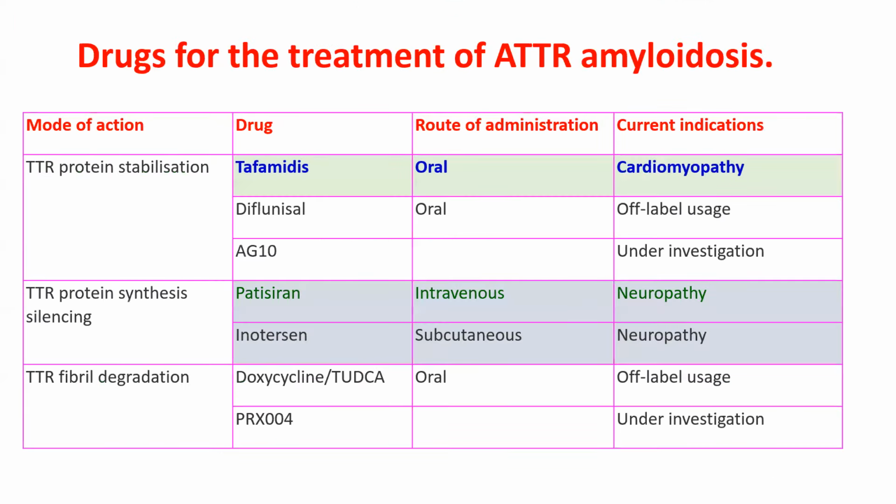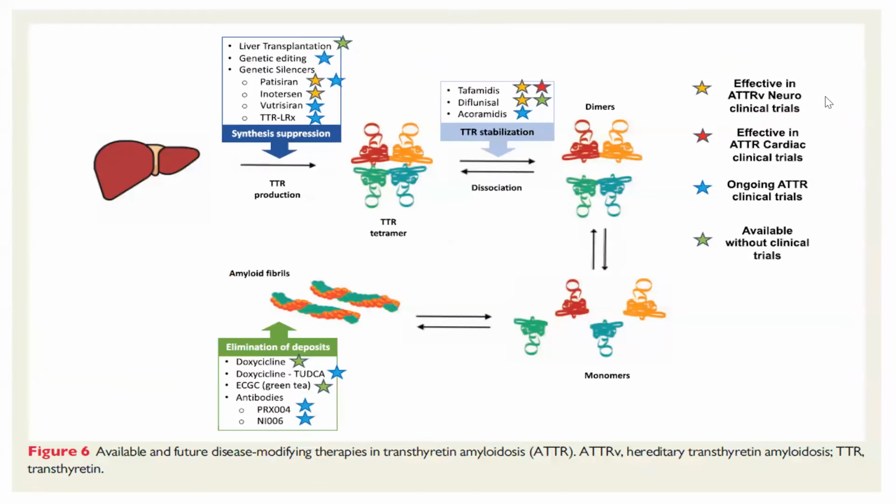This table summarizes the mechanisms and the drug names used to treat cardiomyopathy, like the TTR protein stabilizer tafamidis, used orally. TTR protein silencers, like patisiran, are used for patients with either cardiomyopathy and neuropathy or neuropathy secondary to amyloidosis. The TTR fibril disruptors include the antibiotic doxycycline, which is an off-label use. This figure shows you the mechanism of how these medications work in the reduction of TTR production.